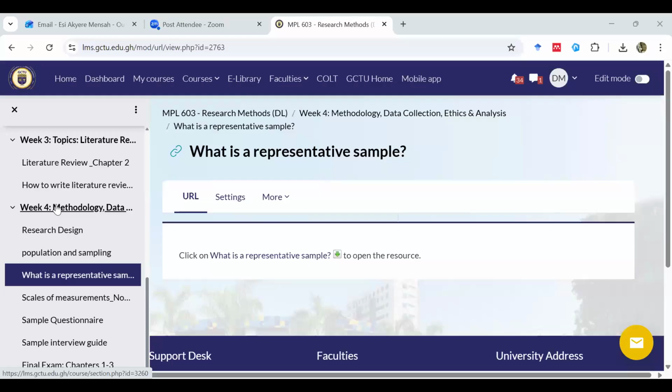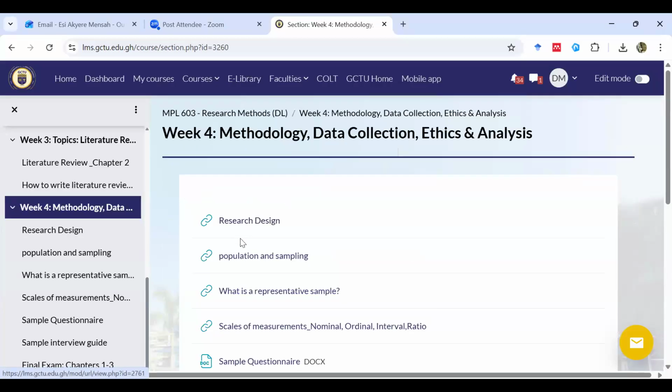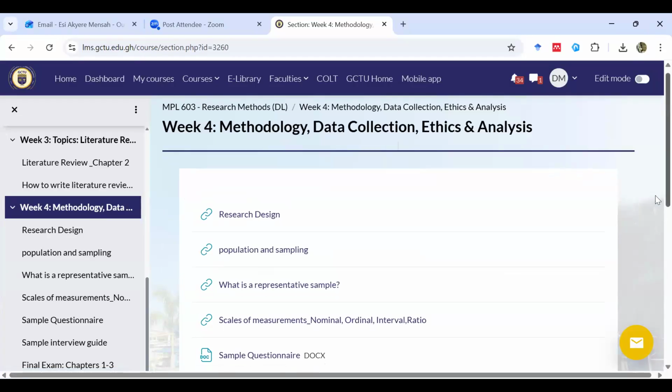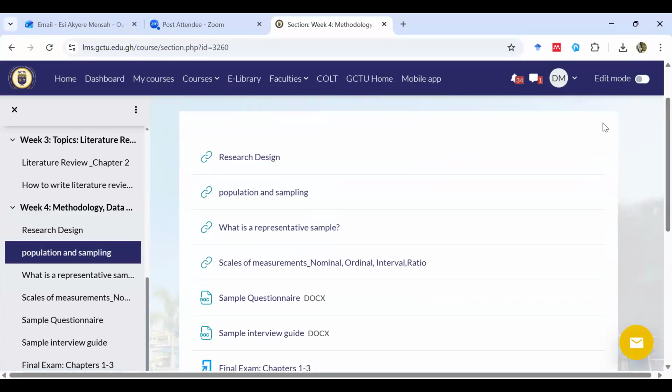If you go to LMS, it is clear. Under week 4, if you click on week 4, research design, population, representative sampling, 1, 2, 3. Watch it, make your notes. You come back, if you have questions, you ask. After we do that, we go to the samples of the data collection tools, which are also already there for you. Okay. So let's work and come back.